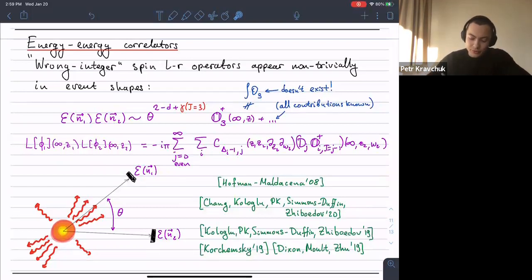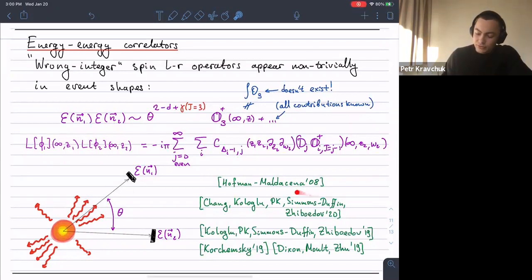Right, so the question that we studied with regard to these observables is whether we can find an OPE for these detectors, which would describe the small angle limit of the correlation functions of two energy detectors. It was suggested by Hofman and Maldacena in 2008 that light-ray operators of spin 3 appear. So it's kind of the wrong parity for it to be related to a local operator, but such an operator should describe the leading term, qualitatively at least.